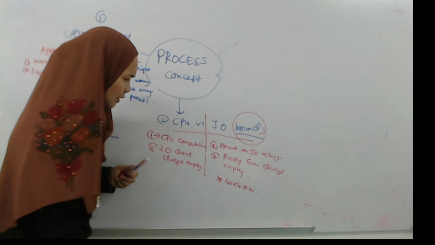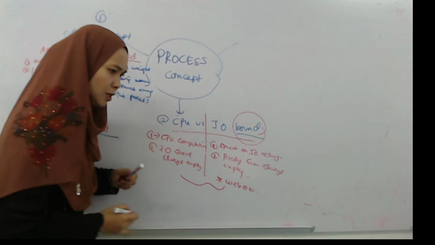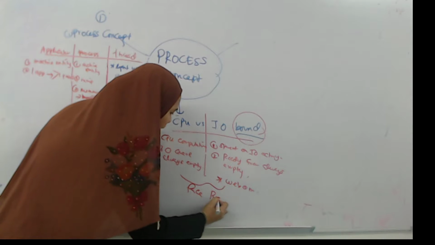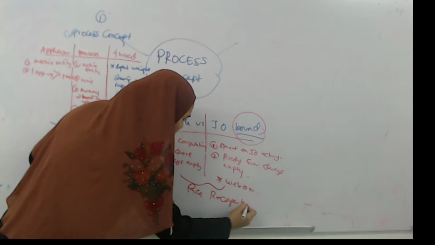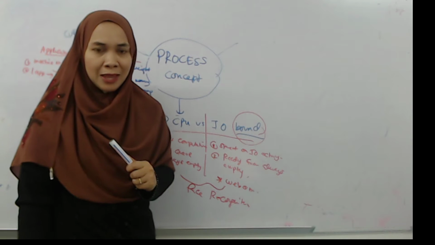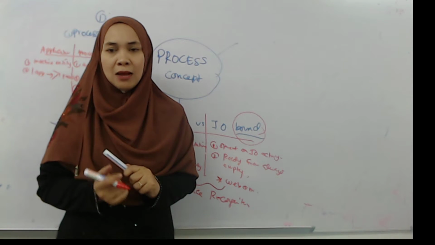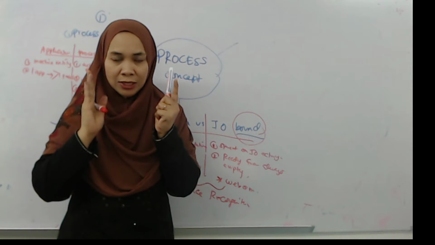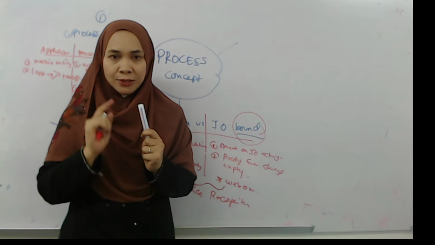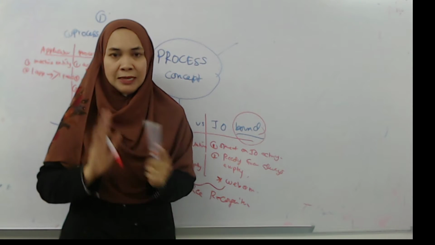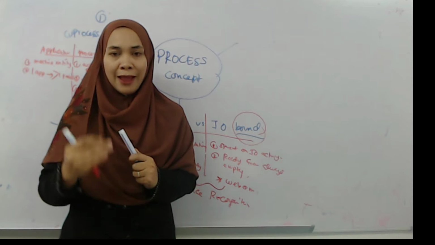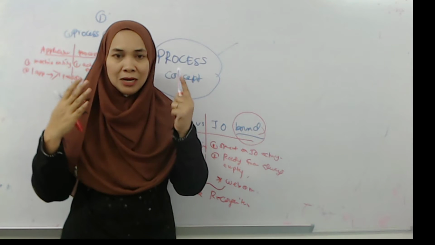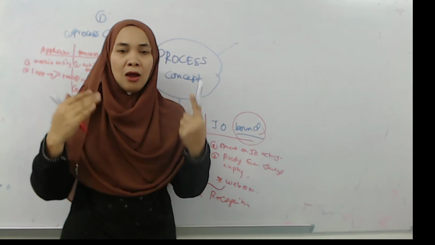Or another example of an application is what we call face recognition. Have you heard of the application called face recognition? For example, the easiest one is the thumbprint. Usually we use thumbprint, but in UiTM maybe we use the face to do the recognition. Face recognition involves both CPU and I/O bound. How? I/O bound, it gets input from the camera. It will capture our face.